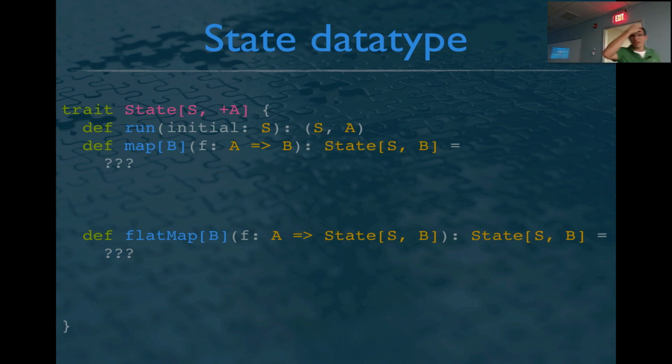So the first question is, let's think about what we have with map. We're given a function from A to B, and we want to apply that function on the value that's returned by evaluating or running this state. So I have a State S of A, that's my trait itself. I'm going to call map and pass it a function that converts an A to a B. And now as output, I want State S of B. How could we do that?